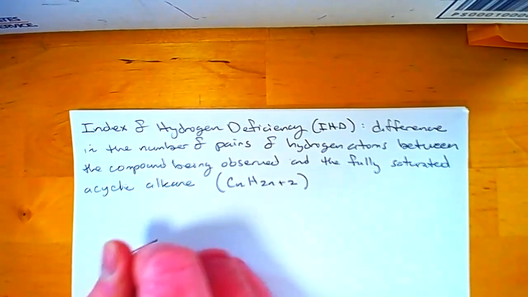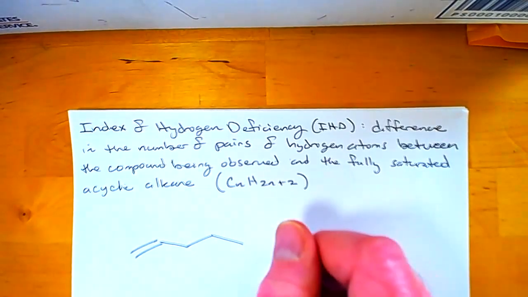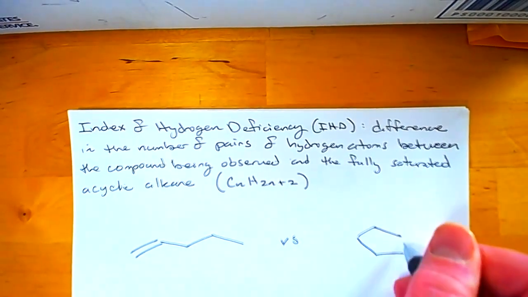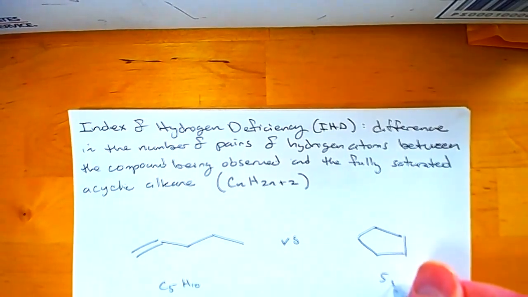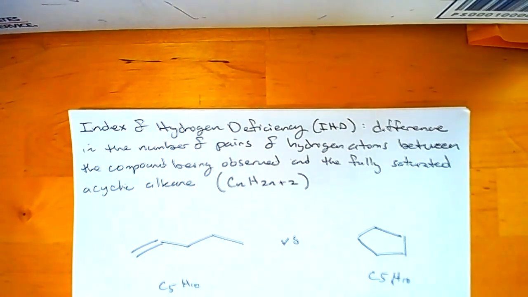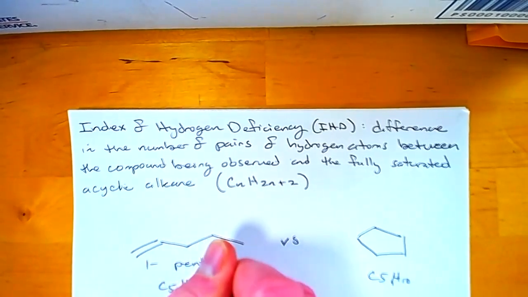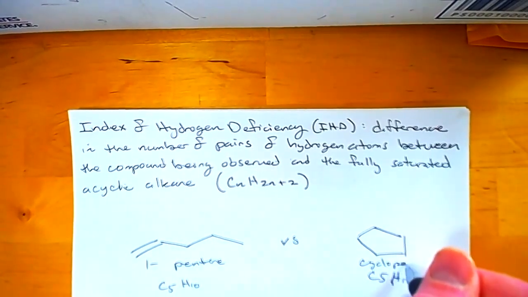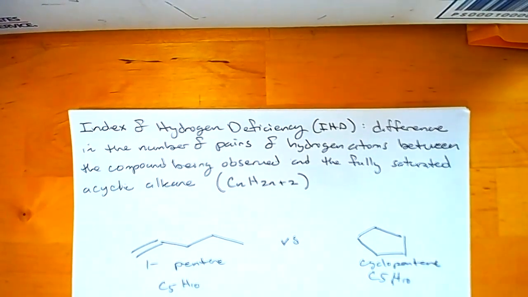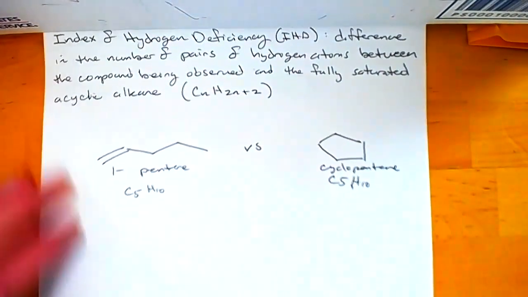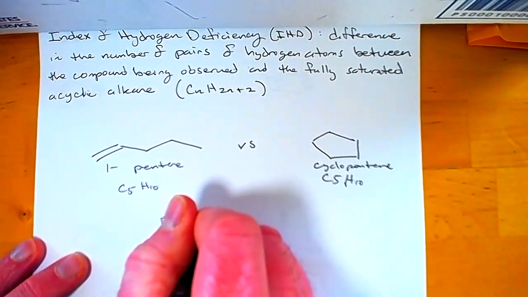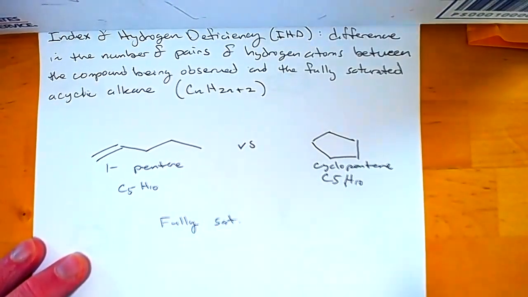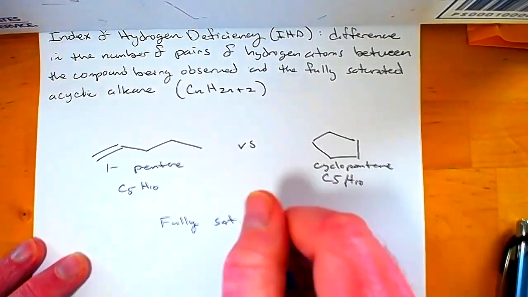So for instance, if you were going to look at these two systems here, both of these are isomers of each other. This is a C5H10 and this is a C5H10 system as well. Now this is 1-pentene, and this is obviously cyclopentane, but they both have the same chemical formula. If you were to consider the fully saturated system, both of them have 5 carbons.